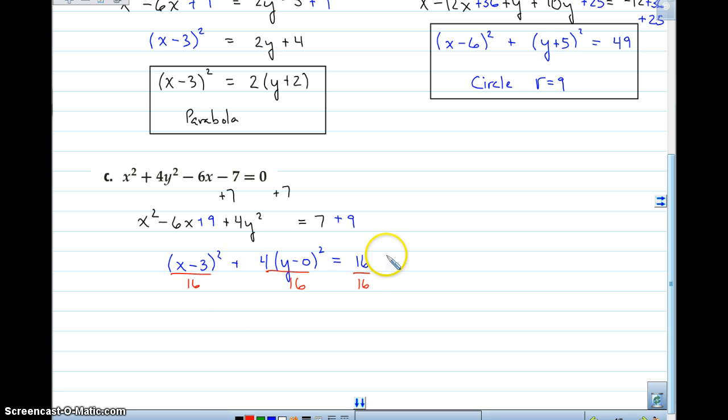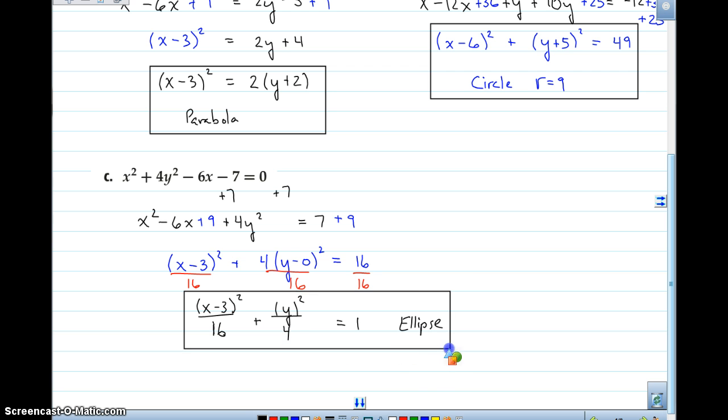And sure enough, when we divide by 16, the right side becomes 1. 4 over 16 reduces to 1 over 4. And you can either leave the 0 or get rid of it. It doesn't really matter. It's going to be y squared over 4 plus (x minus 3) squared over 16. Don't let the fact that k is 0 screw you up from recognizing that this is still an ellipse. Okay, and that's how you identify, just by looking at the equations, what type of conic you have.